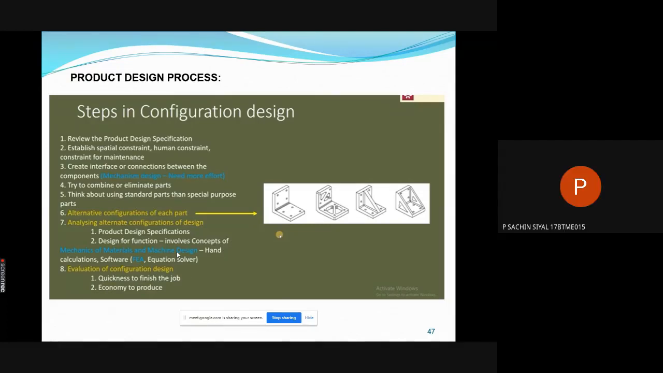Sir, one more thing, less material is required to make it. Yes, less material. So out of these four different brackets, select the second bracket for manufacturing. Then go for the eighth step, evaluation of configuration design, in that quickness to finish the job. If you take these four different brackets, the second bracket you can finish fast, because there is no excess material here.